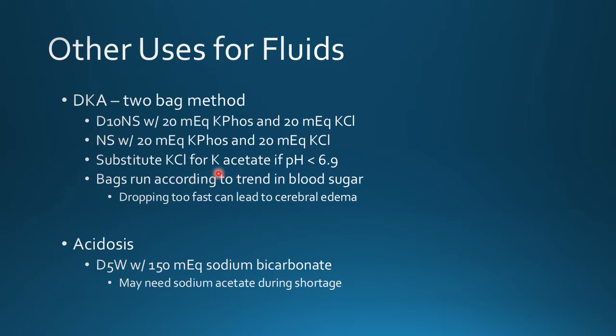And then in some cases we'll add K acetate instead of KCl if the pH is below 6.9. And what does the acetate do for us? It turns into bicarb, right? So again, they're acidotic, their pH is below 6.9, which is not really compatible with life in the long run, right? We want to correct those pHs as best we can. We'll give them some K acetate that will help to actually correct that, right?